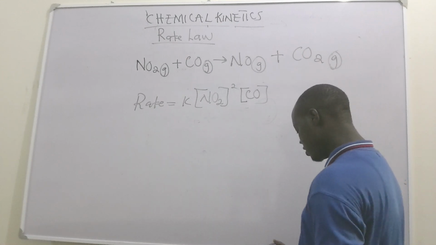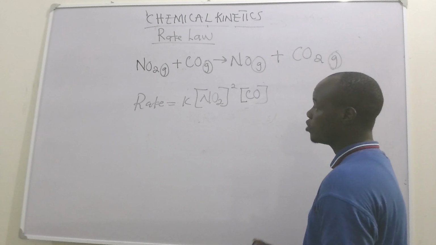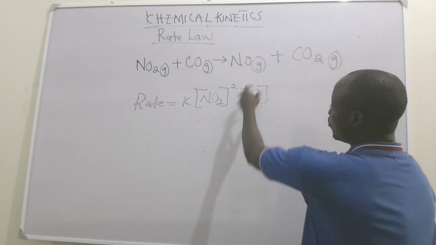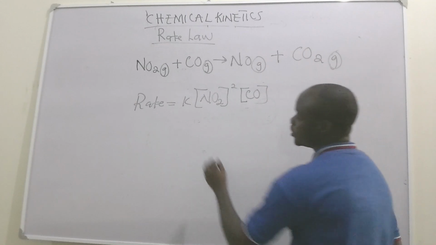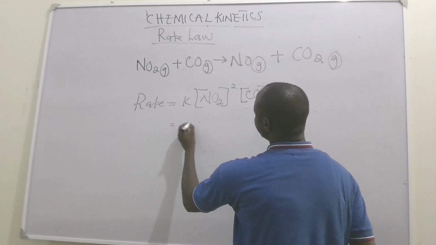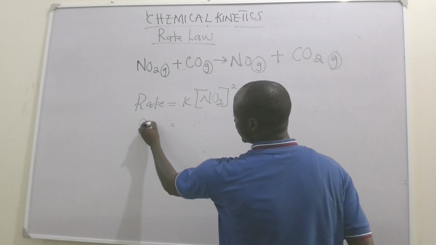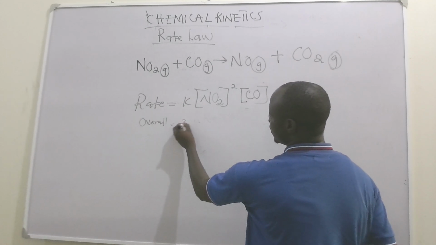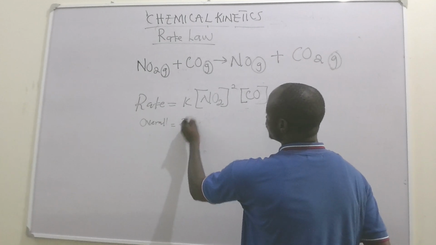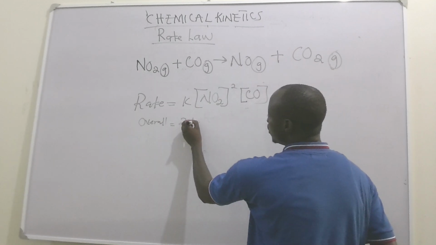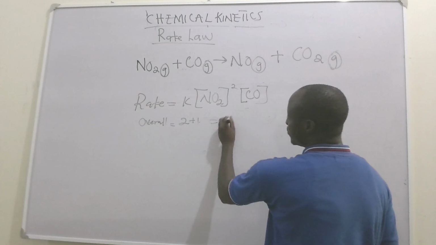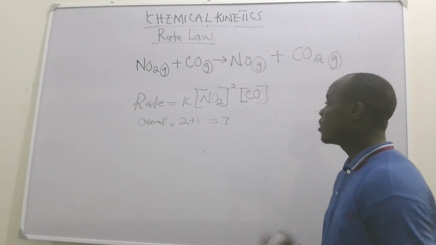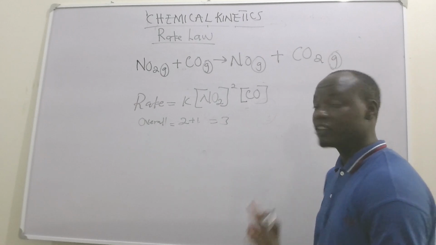And of course, we can get the overall order of this reaction. So how are we going to get the overall order of this reaction? The overall order of the reaction is just 3. We have 2 here and here we have 1. So 2 plus 1, we have 3. So it means that the reaction is third order. The reaction is third order.